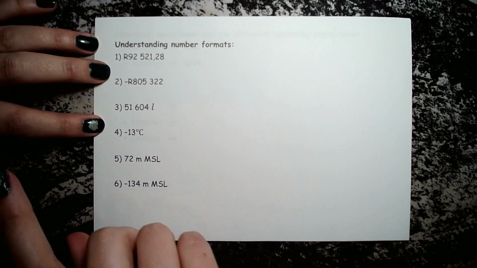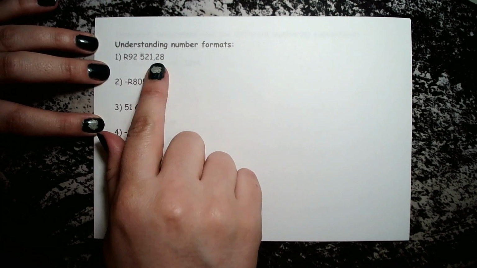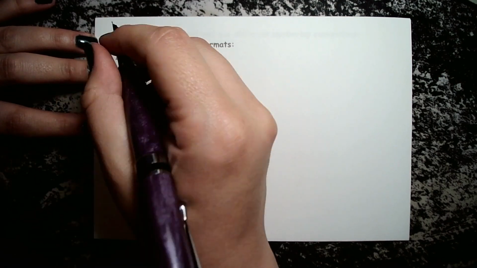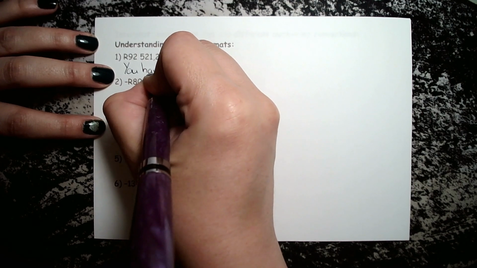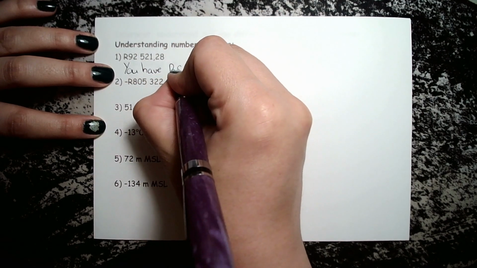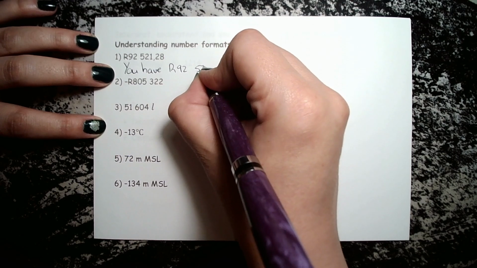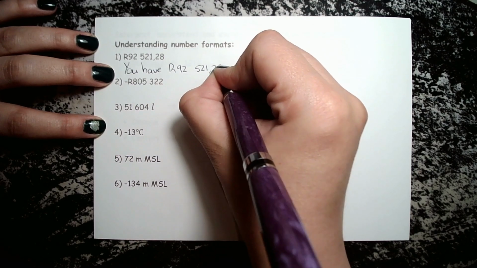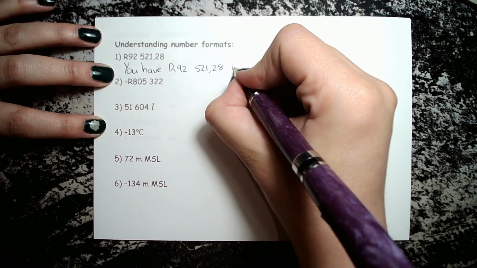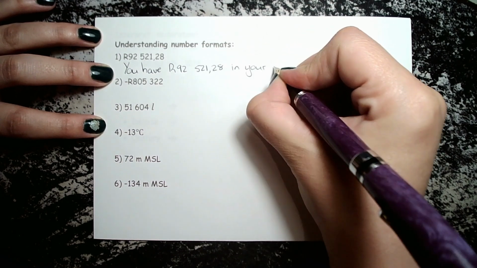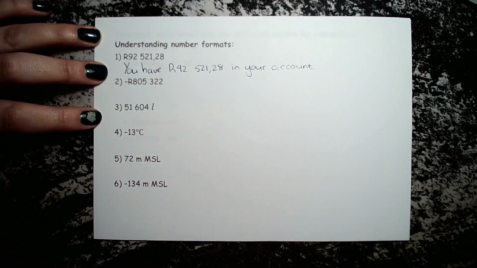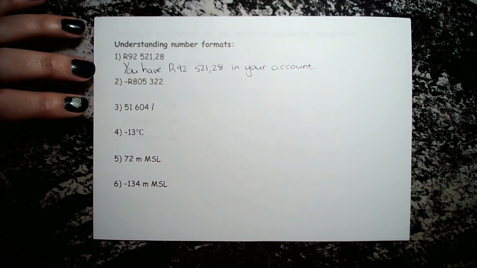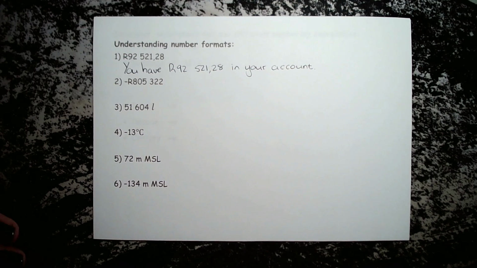So if you get on any sort of statement this value, this means that you have 92,521 Rand and 28 cents in your account. And this is how you would answer it in any sort of test as well. If they're asking you, what does this mean? It means you have that amount in your account.